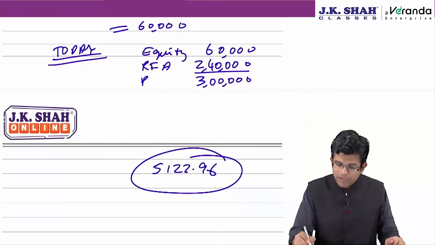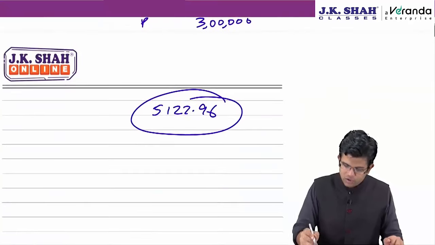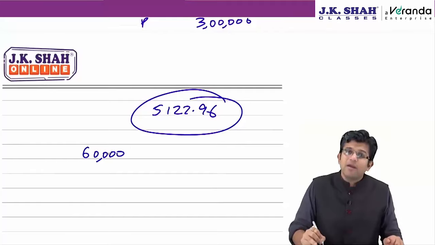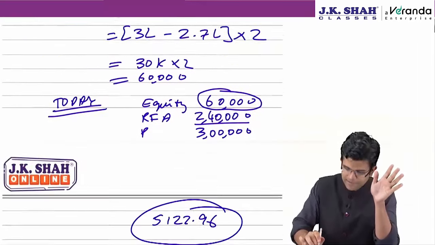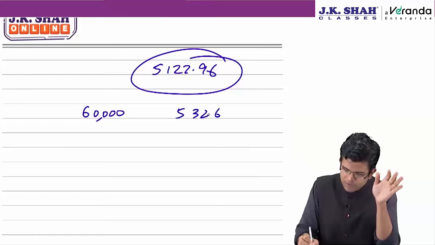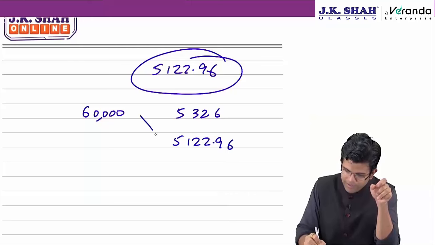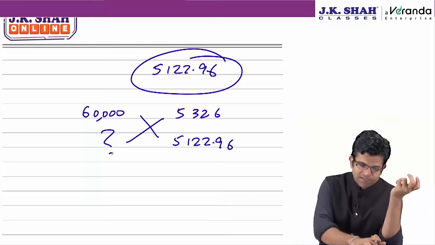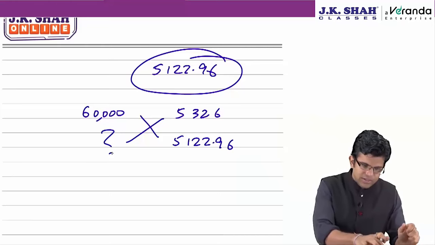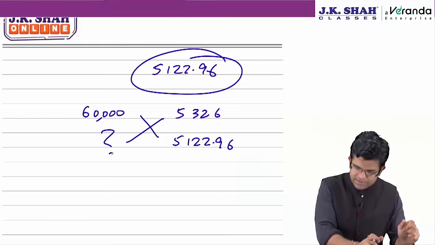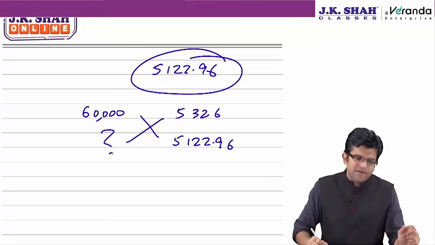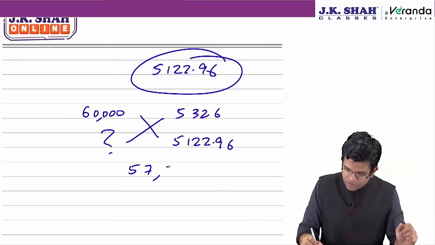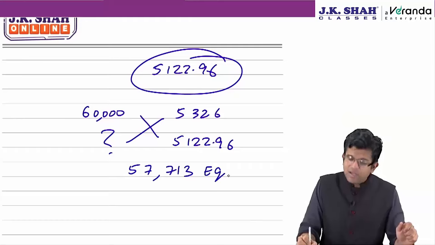Students, what was your equity portfolio worth? 60,000, right? So your equity was worth 60,000 when the Nifty was 5326, correct? When the Nifty drops to 5122.96, your equity value will be how much? Let's take the calcs. 60,000 into 5122.96 divided by 5326, that will give me 57,713. Yes, 57,713 will become my equity value.